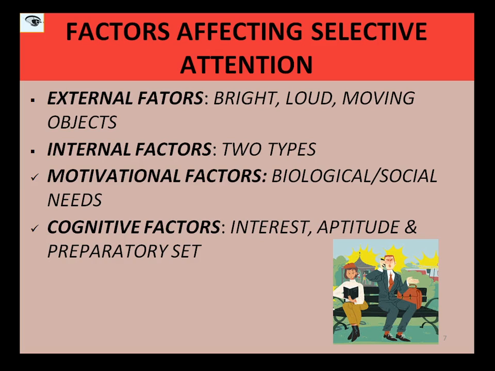Now, coming to the internal factors, as we've already discussed, we have two major internal factors: the motivational factors and the cognitive factors. Under the motivational factors, we have the biological or the social needs. We will be discussing examples with the point of motivation. In the biological aspects, it's more to do with the basic biological needs of a person, like, for instance, hunger. When you're hungry, it's already in your mind. You've been thinking of food and you really want to eat something good.